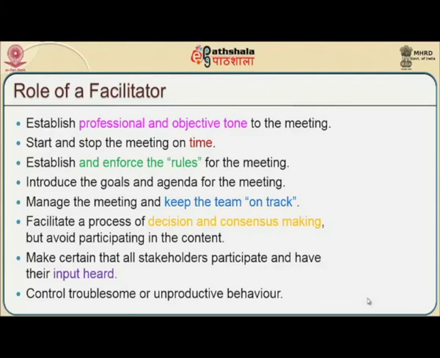So this facilitator facilitates a process of decision and consensus making, but avoids participating in the content. He'll make certain that all the stakeholders participate and have their input heard. So this is something similar to a group discussion that happens everywhere. He keeps under control troublesome and unproductive behavior that is happening. He controls those things that happen in the workshop.